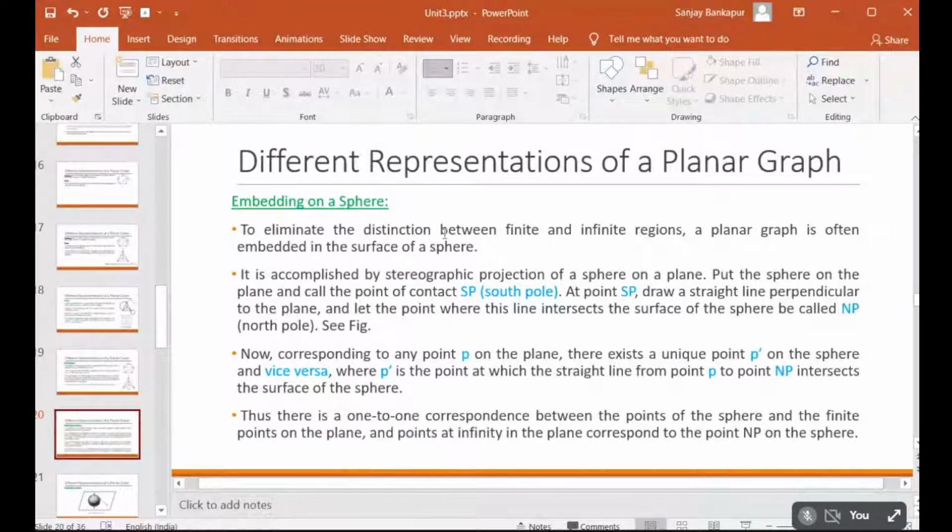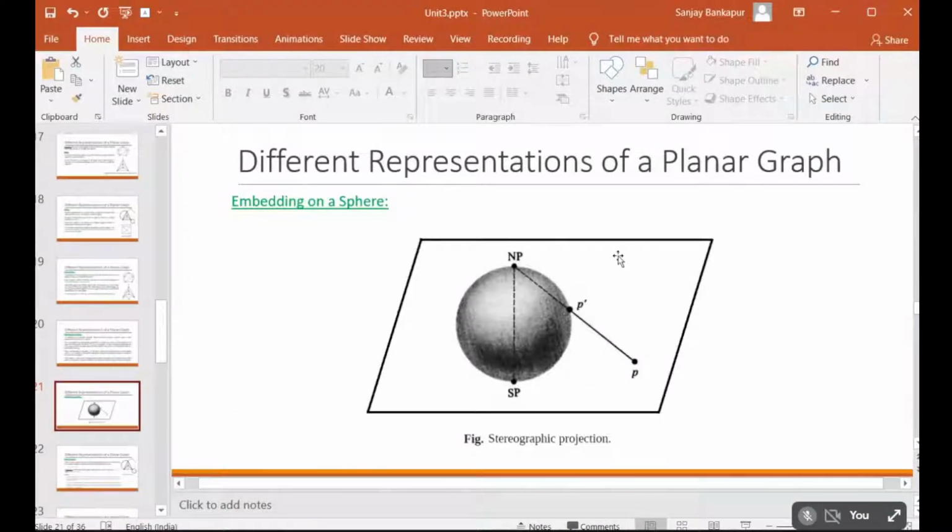Now, moving to a concept called embedding on a sphere. Right now, we have embedded all the graphs on a plane, and because of that, a slight representation change makes a region finite or infinite. That's a mess, a confusion. So there is a concept called embedding on a sphere. To eliminate the distinction between finite and infinite regions, a planar graph is often embedded on the surface of a sphere. What that means is, let's quickly go to this image.